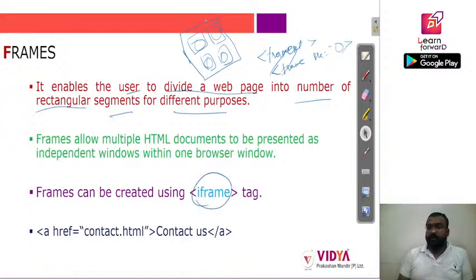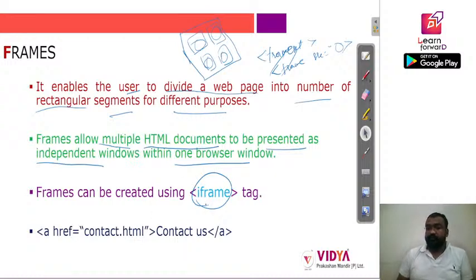Clear? Now, it allows multiple HTML documents to be presented independently within a browser. That means on your same page you can run four different websites, or you can run four different web pages on the same page. So this is how you can do it with the help of the iframe tag.